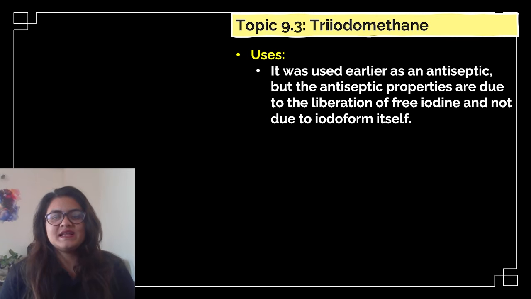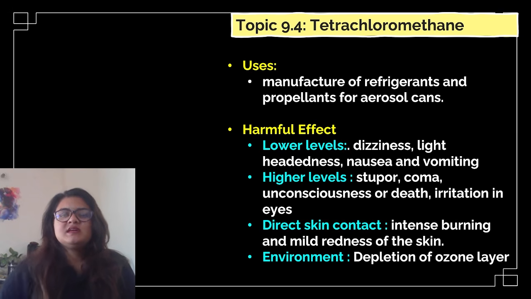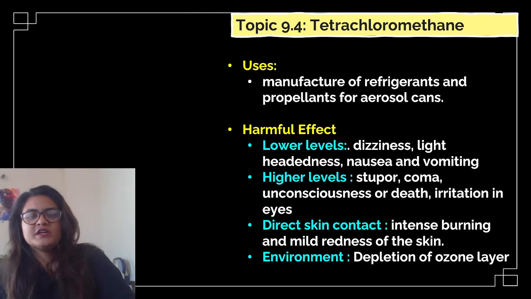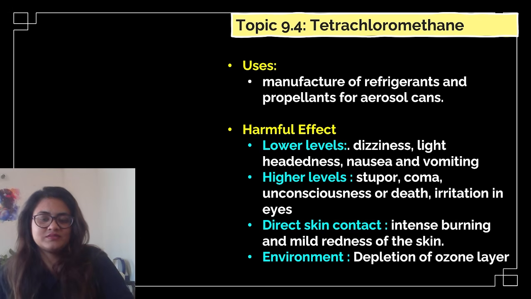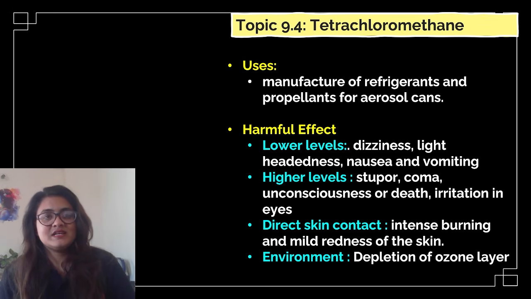It was used as an antiseptic, but why was this used? Because of the liberation of iodine. Okay, so tetrachloromethane is used for the manufacture of refrigerants and propellants for aerosol cans. Harmful effects are definitely there. At lower levels, dizziness, headache, nausea, vomiting, and at higher levels, it can lead to coma, unconsciousness or death. Direct skin contact can cause intense burning.